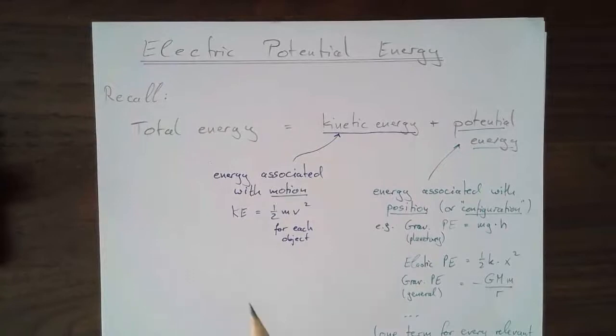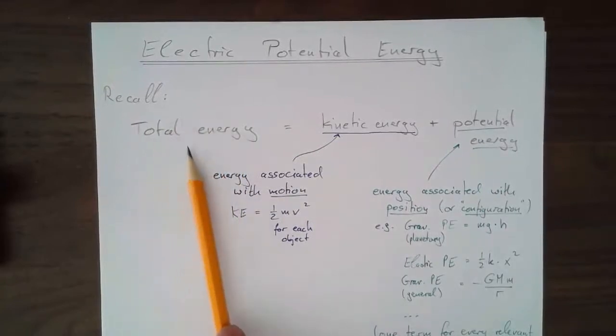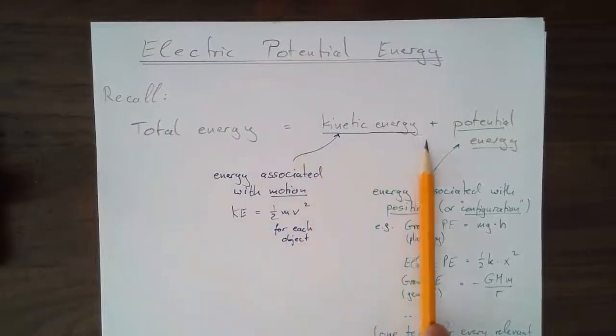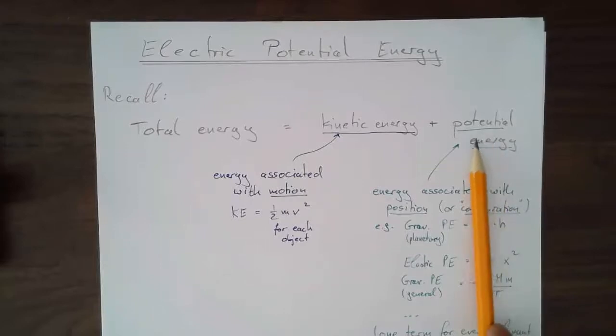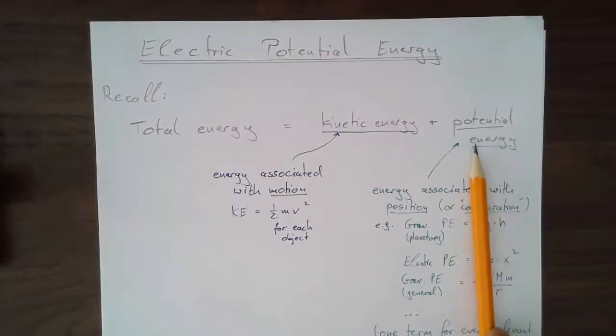So hopefully you remember that the total energy of a system generally consists of two things, the kinetic energy and one or more types of potential energy. And what the types of potential energy are depends on what the relevant interactions are, right? The relevant forces that determine what's going to happen to your system.